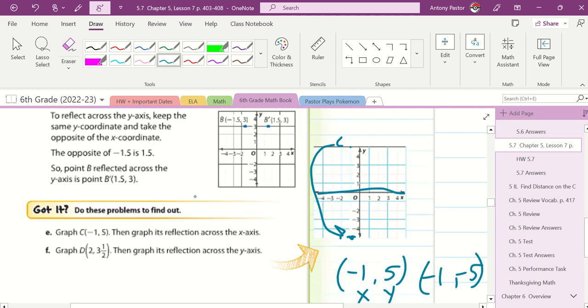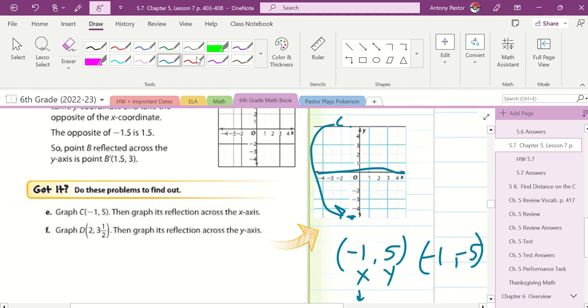And then they want us to graph D. 2, I'm going to go ahead and use a different color. 2, 3.5. So right 2, up 3.5, which would be right between 3 and 4. So that would be point D. And I forgot to do this last time. I should have written point C with the line. Point D across the y-axis. So this is the line that's being folded. So it's going to be on this side.